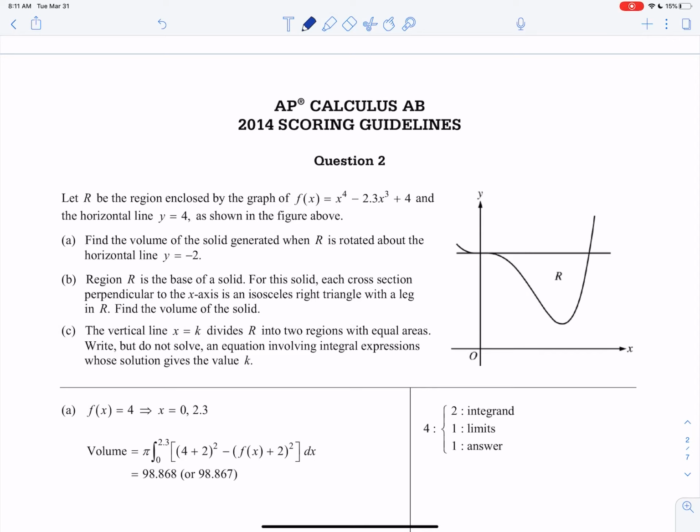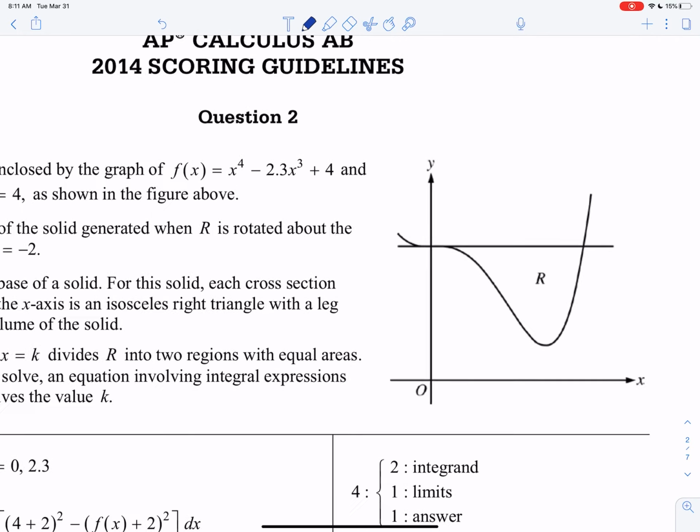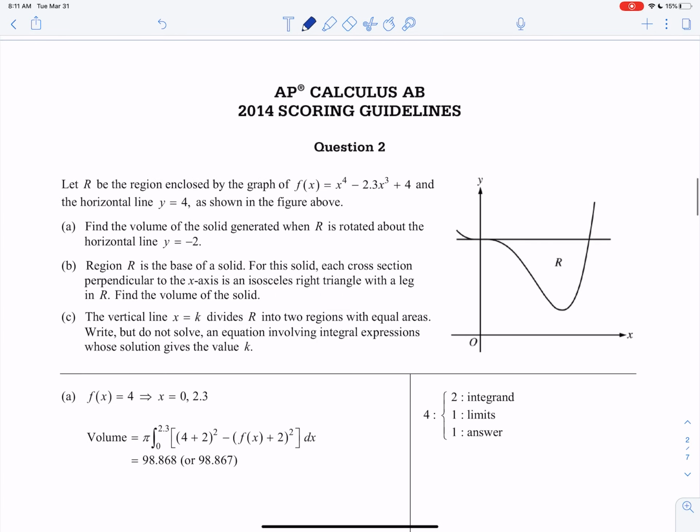Here's 2014 question 2. This is an area and volume problem. They don't really tell you which graph is which, but it's kind of intuitive here. Notice how they have a horizontal line, so it's implied that that's pretty much y equals 4, and that this curvy one must be f of x. Okay? So here we go.